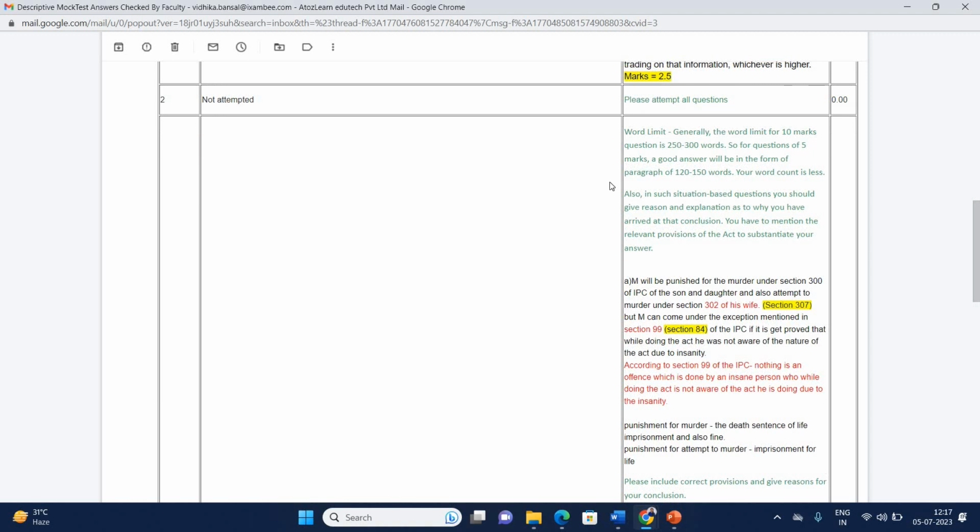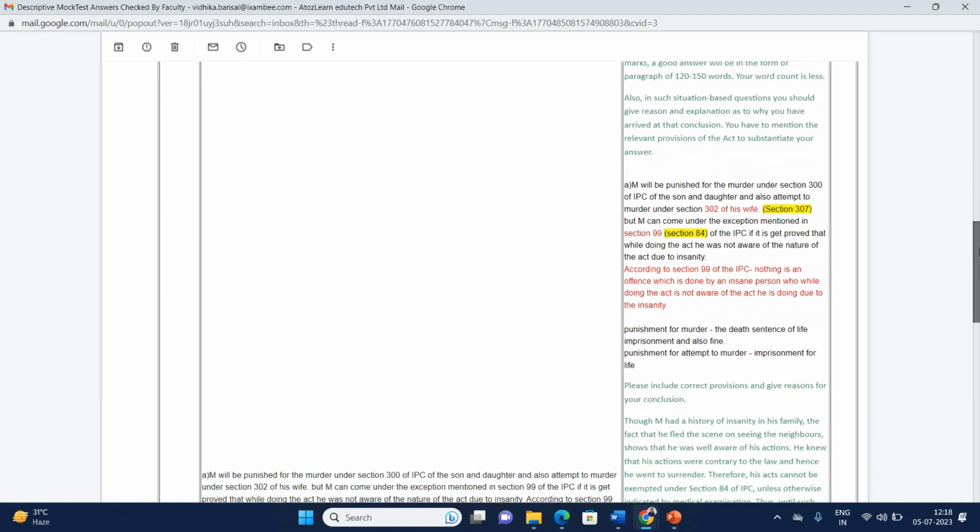तो सबसे पहले हमने वर्ड लिमिट का बताया कि आपको कितनी वर्ड लिमिट में आंसर लिखा होना चाहिए. देन सिचुएशन बेस्ड क्वेश्चंस में जनरली क्या मेंशन होना चाहिए. सिचुएशन बेस्ड क्वेश्चंस में रीजन एक्सप्लेनेशन होना चाहिए व्हाई यू हैव कम टू दैट कंक्लूजन एंड रेलेवेंट प्रोविजंस ऑफ द लॉ ऑफ द एक्ट शुड बी मेंशन. फॉर एग्जांपल यहाँ पर क्वेश्चन वाज विद रिस्पेक्ट टू M, जिसके फैमिली हिस्ट्री में इंसैनिटी थी. देन वन नाइट ही मर्डर्ड his son and daughter and there was an attempt to murder his wife, but उसकी चीखें सुनकर neighbors जाग गए थे. M ran away, surrendered in the police station.